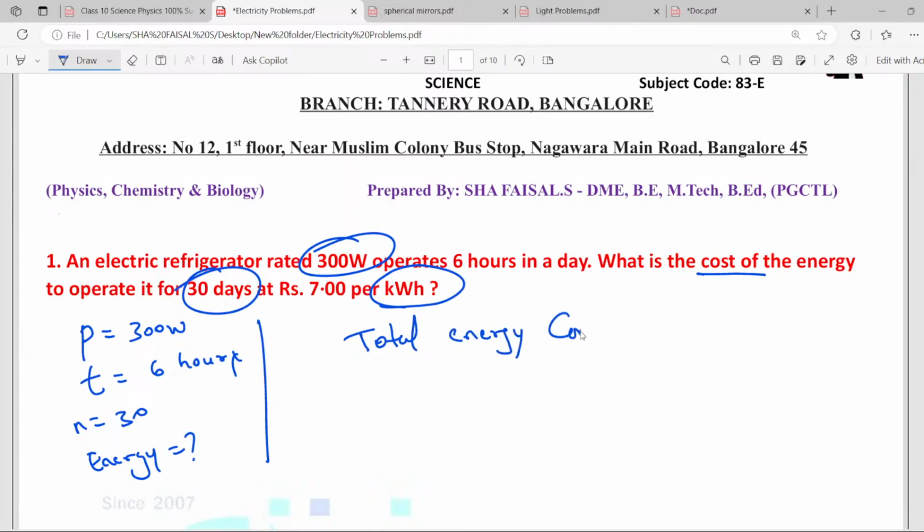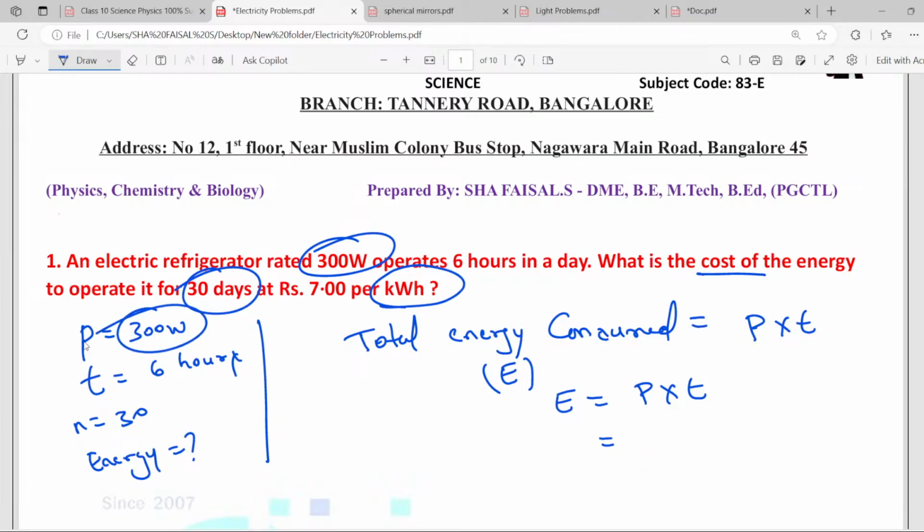How much total energy are we consuming? Total energy consumed, that is nothing but E. Remember, just now we have written the formula. That is P into T. We wrote the formula, no? E is equal to P into T. Yes. So what is power? Power is 300 watts. Now, you can see the final answer we have to keep in kilowatt hour. We have to write the answer in kilowatt hour, right?